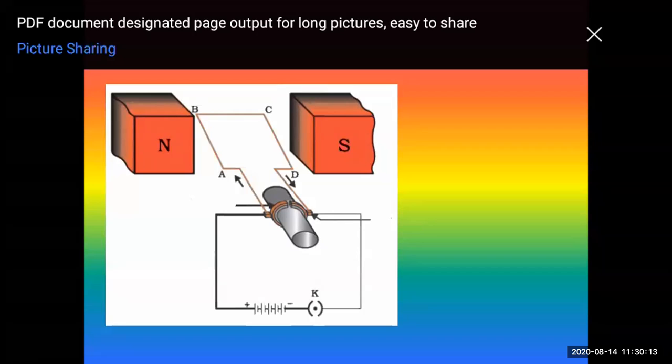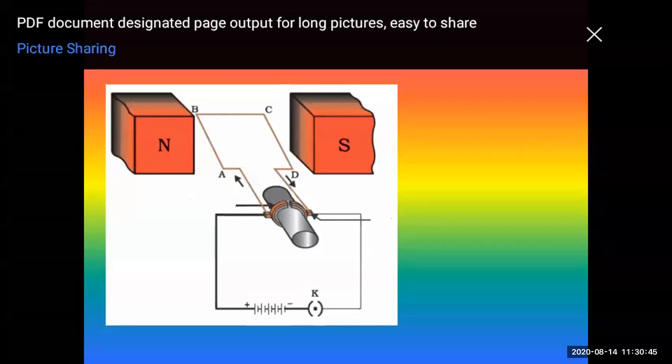You can also look at the circuit diagram of this, which is given in the textbook on page number 60. If instead of a one-loop coil, a coil consisting of several turns is used, a current of magnitude several times larger flows. That means, if we use a coil of several turns instead of one loop, what happens to the current? The current will also flow several times.